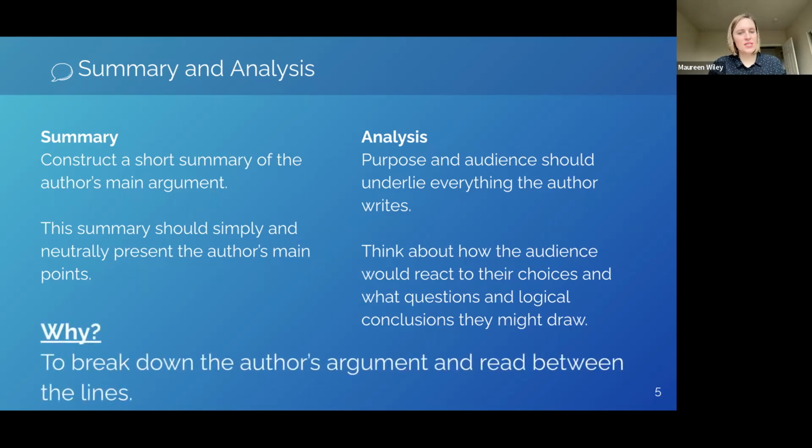And the reason we do this is to break down, again, analysis refers to breaking down into smaller pieces, the author's argument, and reading between the lines. So we're kind of moving into that phase of reading between the lines in this level. And then later on, we'll read beyond the lines when we take our understanding and apply it to a new situation.